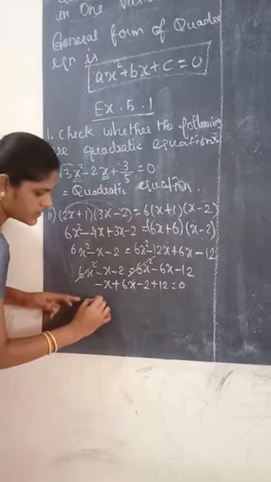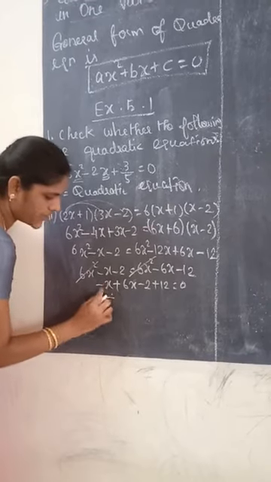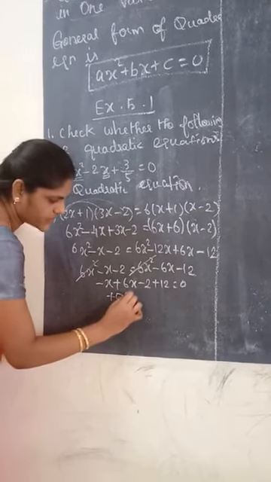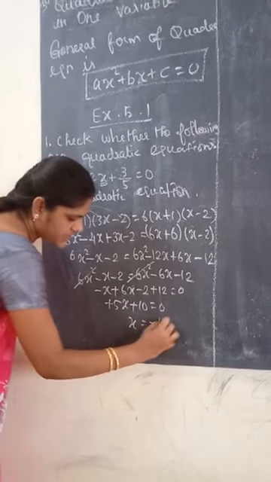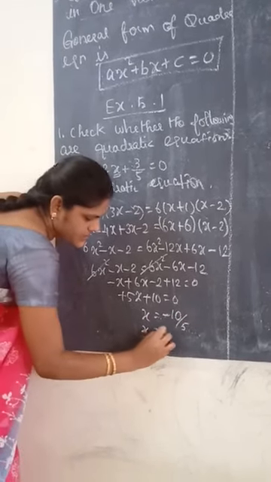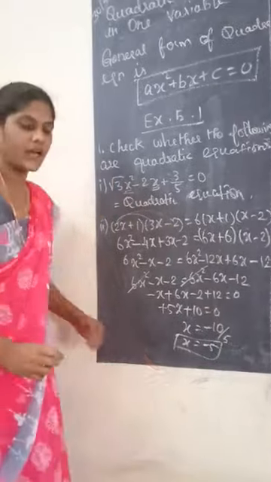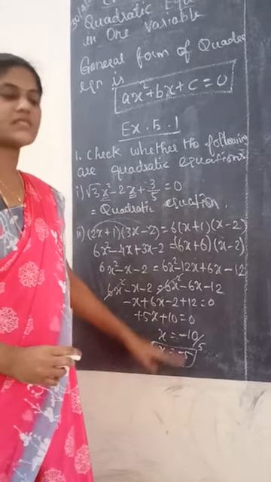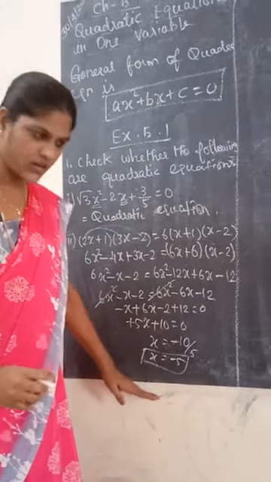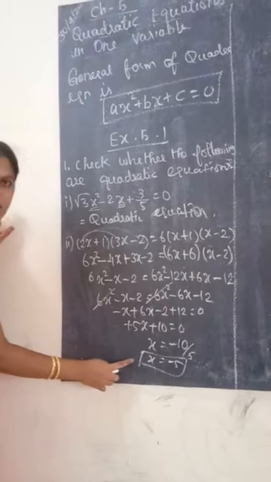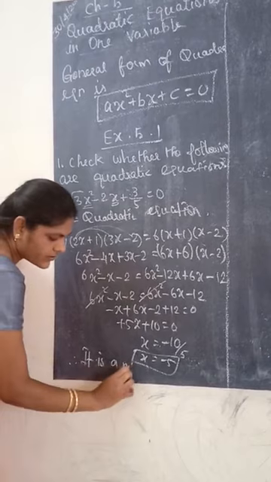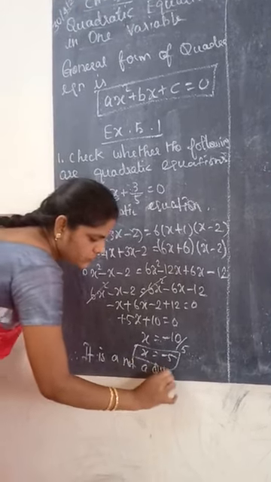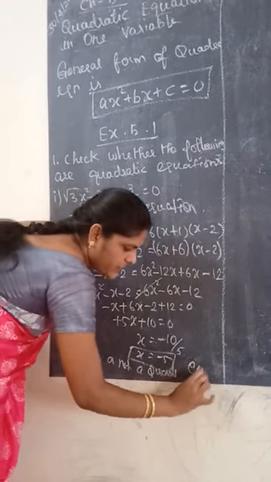So listen, 5x plus 10 equal to 0. So x equal to minus 10 by 5. So x is equal to minus 2. Here we need not find this because they asked only whether it is a quadratic equation or not. So here it is not in the general form. So it is not a quadratic equation.